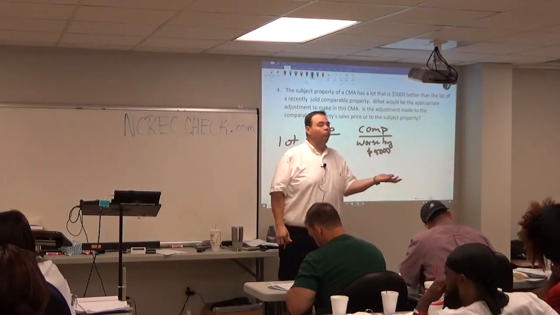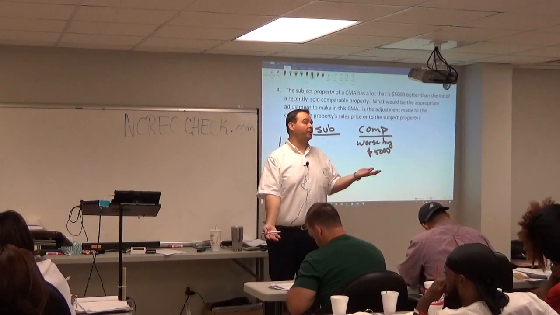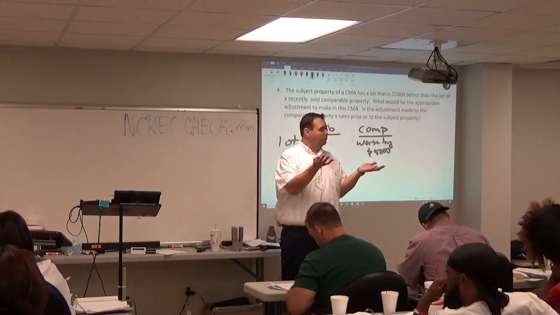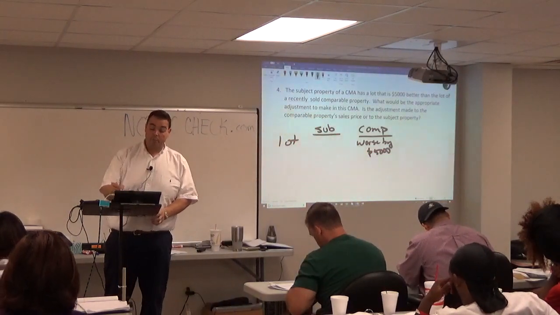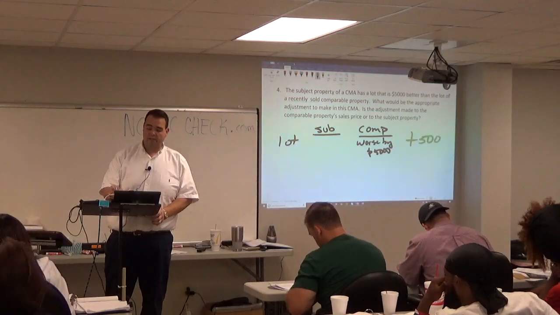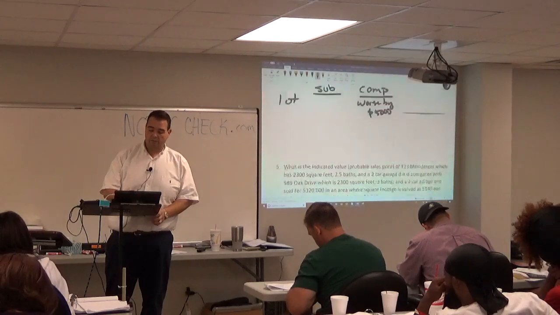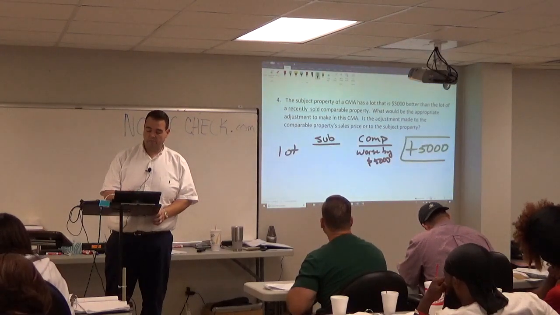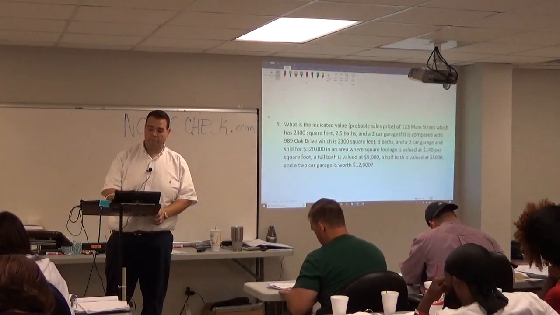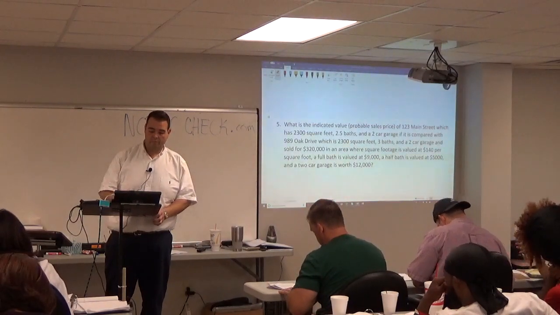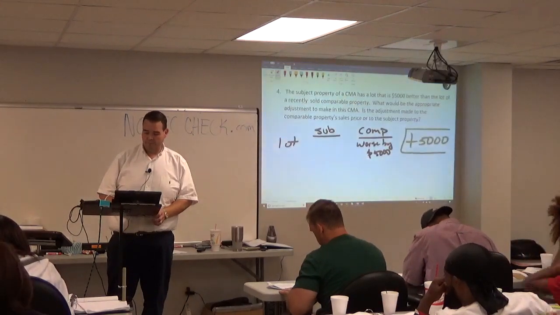Here's my subject. Where's my comp? It's down here. It's worse. So which way am I adjusting? Up by how much money? $5,000. That's a plus $5,000 adjustment. Everybody okay on that one?